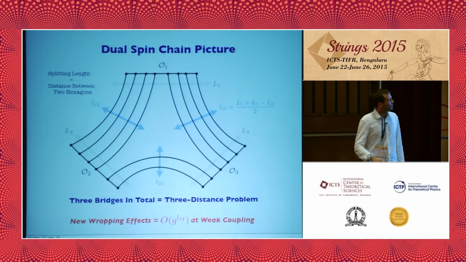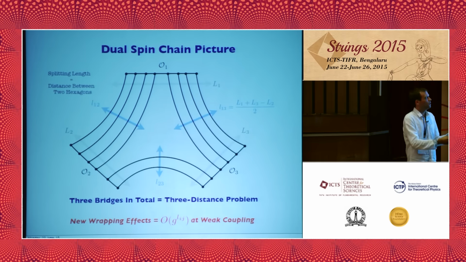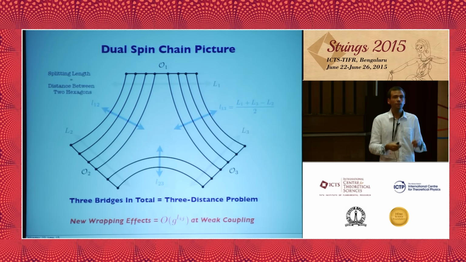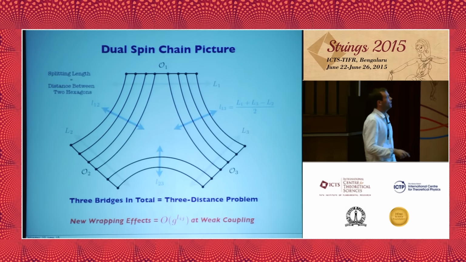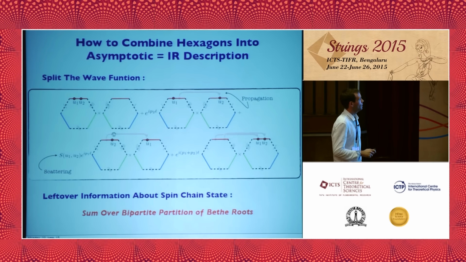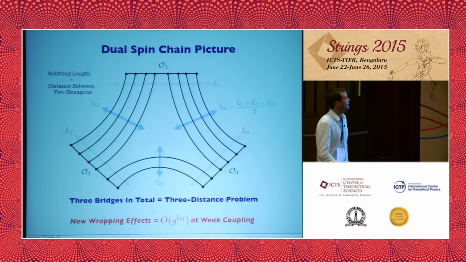In fact, if I wanted to make contact with Romuald's description, I would presumably have to remove one of these bridges, which means in our picture that we are putting the two hexagons on top of each other, and so it's a sort of short distance limit, which obviously cannot be done without taking a lot of virtual effects into account. Okay. So that was essentially for the vacuum. If you think that we are just taking some BMN states here, there are no excitations.